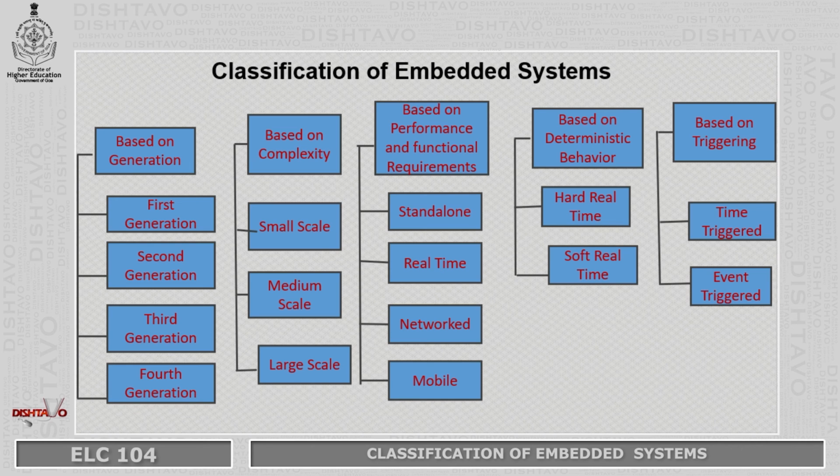So, to summarize the classification of embedded systems, we have embedded systems based on generation, based on complexity, based on performance and functional requirements, based on deterministic behavior, and based on triggering. Under generation, we have first generation, second generation, third generation, fourth generation. Based on complexity, we have small scale, medium scale, large scale. Based on performance and functional requirements, we have standalone, real-time, networked, and mobile embedded systems. Based on deterministic behavior, we have hard real-time and soft real-time. And based on triggering, we have time-triggered and event-triggered.